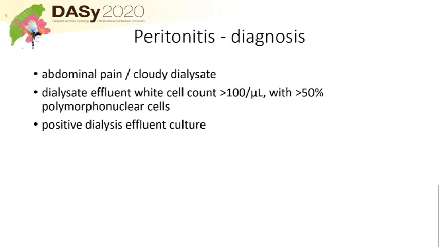The first one is the clinical feature of peritonitis, and this includes abdominal pain or cloudy dialysate. The second feature is the dialysate effluent under the microscope, and it will show a white cell count of more than 100 per microliter with more than 50% polymorphonuclear cells. The third feature is the positive dialysate effluent culture. So if a patient satisfies at least two of the above features, a diagnosis of CAPD peritonitis is made.